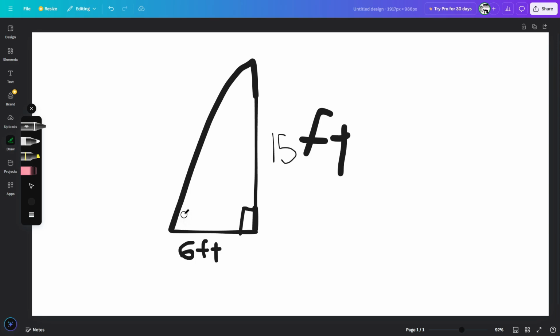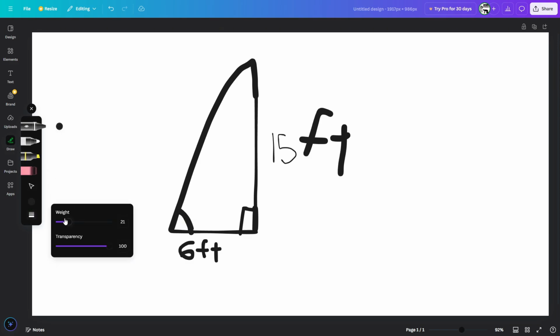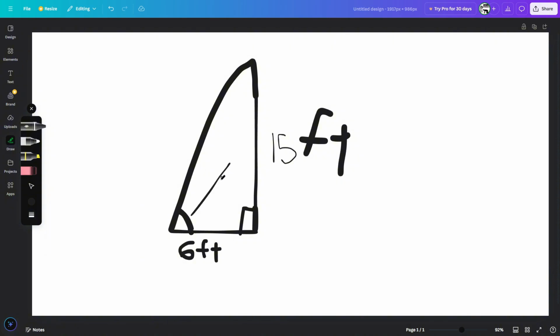And we use the angle where the ladder meets the bottom of the ground, and the wall, which is our 15 feet. So we're using this angle.